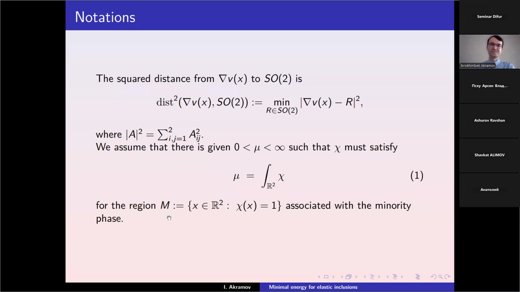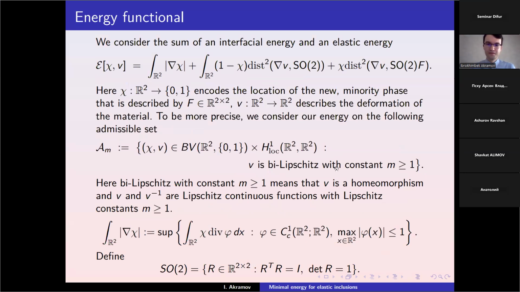Correct. And the previous slide again, please. Nice. The integral on the top is understandable. Our energy on the following admissible set. A_M is a set of chi and V. What does it mean, the BV? V is the finite variable, no?